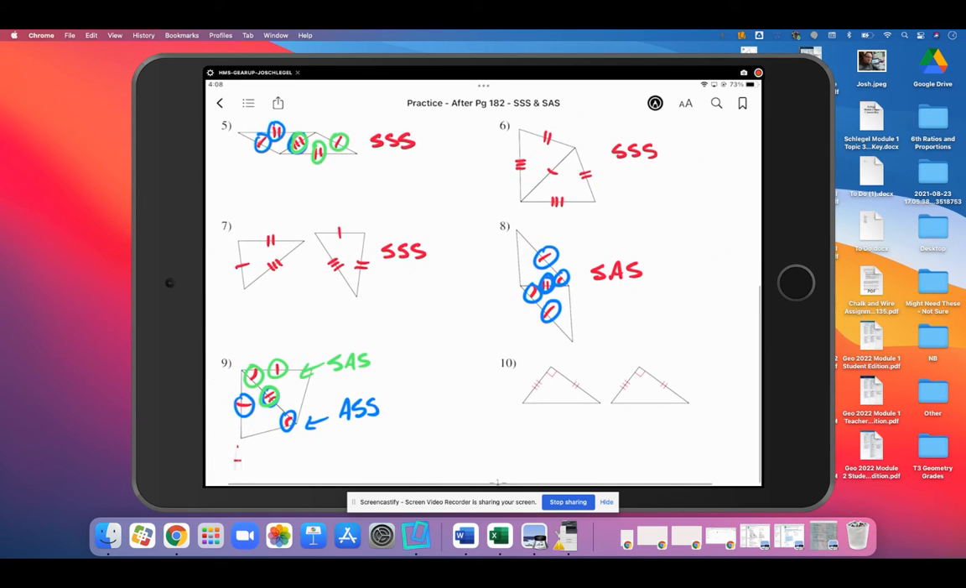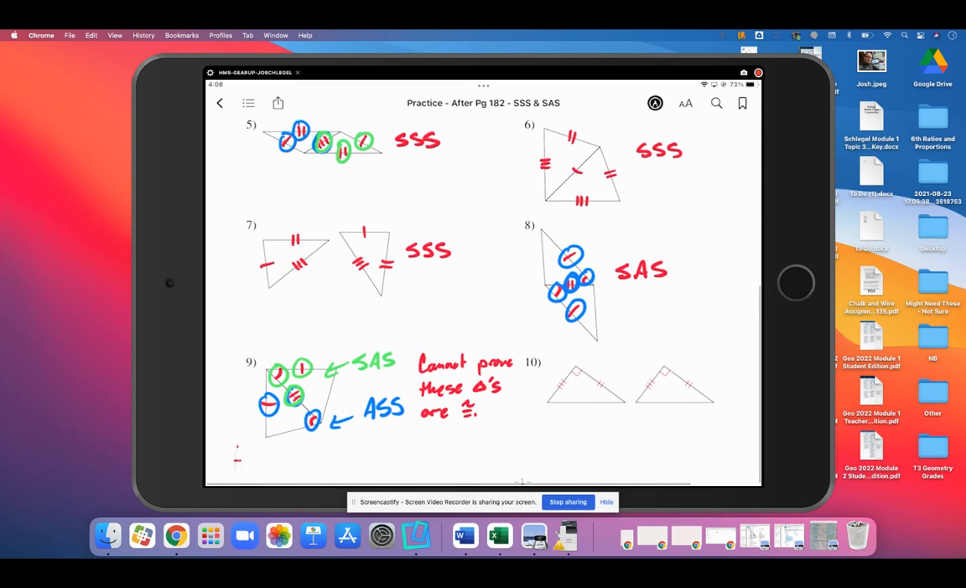They might be, but we cannot prove these triangles are congruent. So again, the angle has to be trapped between the two sides. Here, the angle is not trapped.